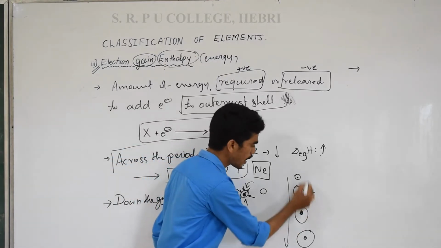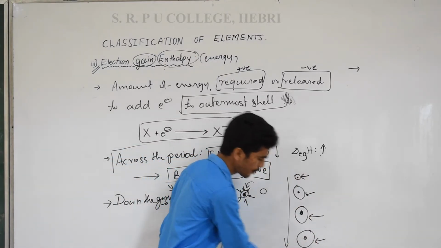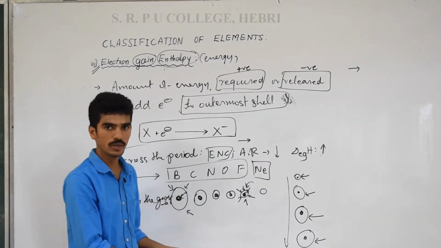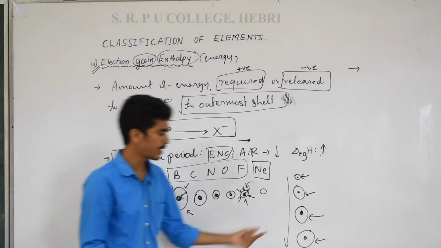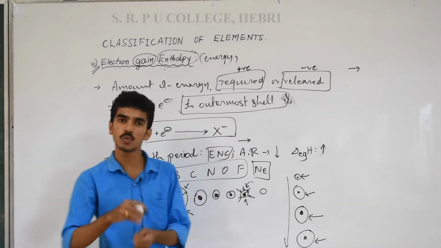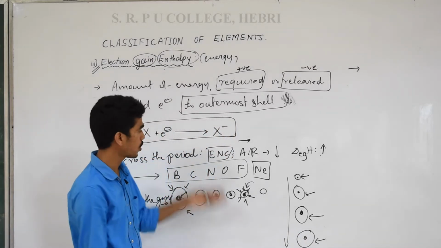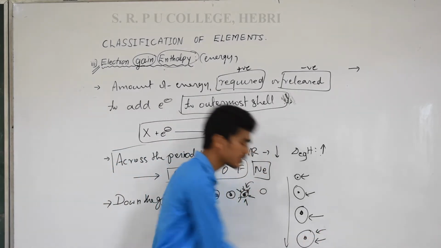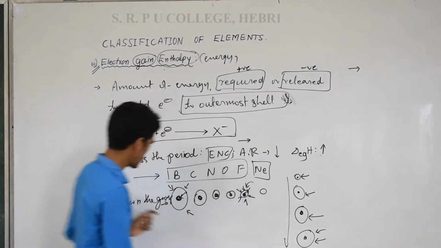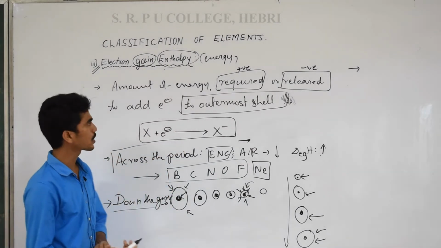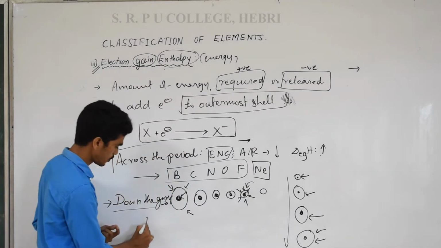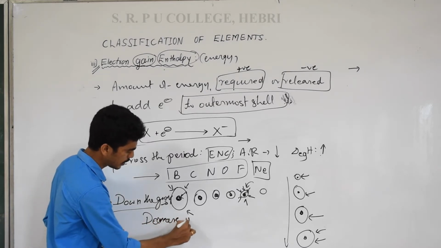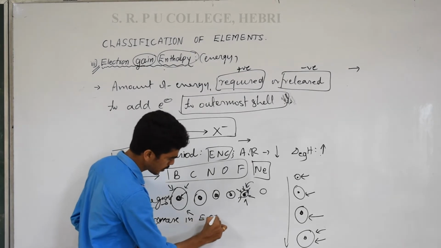So here adding of electron is a bit difficult, there is no force there, energy is not released. Okay, energy is not released, but here energy is required because there is no force of attraction, or effective nuclear charge is less, so we have to supply the energy. So then down the group, what about the electron gain enthalpy? That should decrease. Down the group should decrease in electron gain enthalpy.